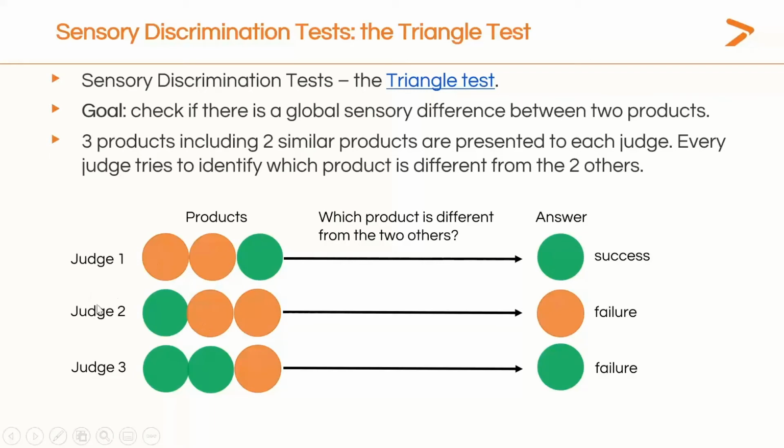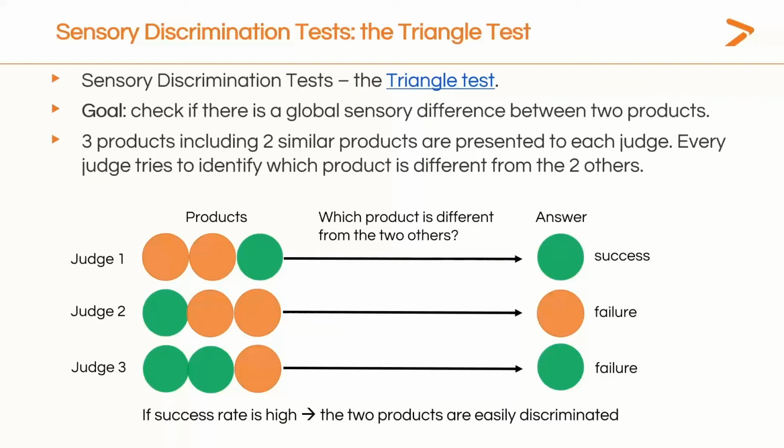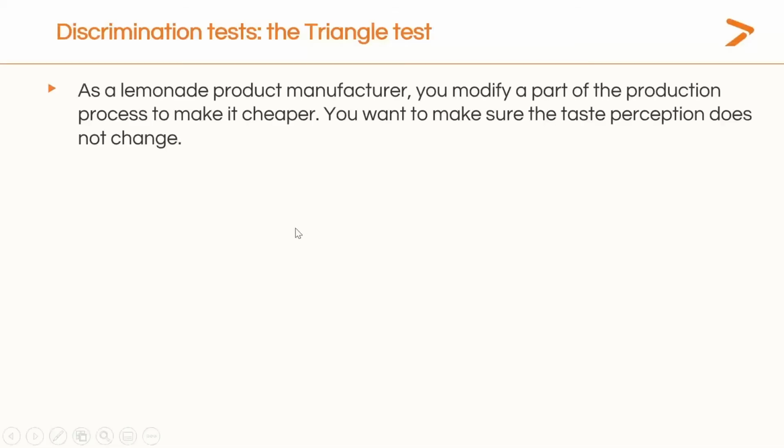Then we repeat the same for judge number 2 and judge number 3. And at the end, we simply compute the success rate. And if success rate is high, the 2 products are easily discriminated. So if judges tend to succeed in determining which product is different from the 2 others, then the 2 products are easily discriminated. Depending on the question, this can be either good news or bad news. We'll see an example right away.